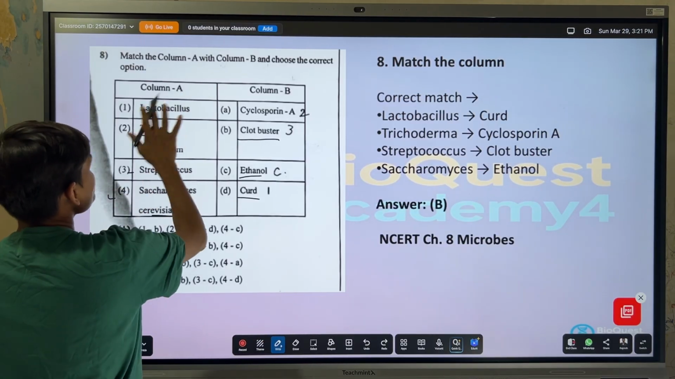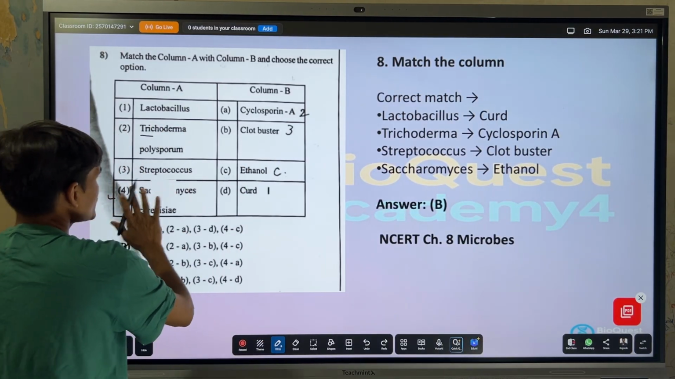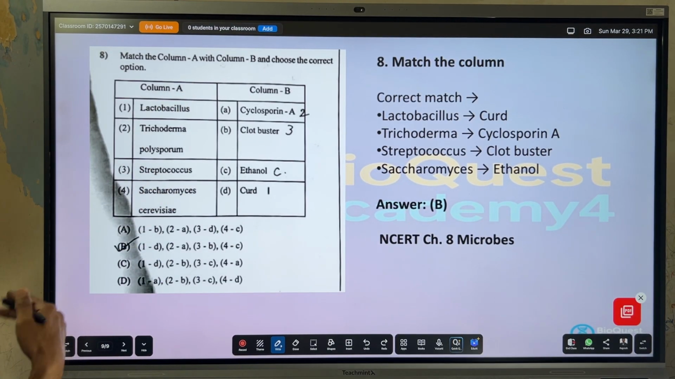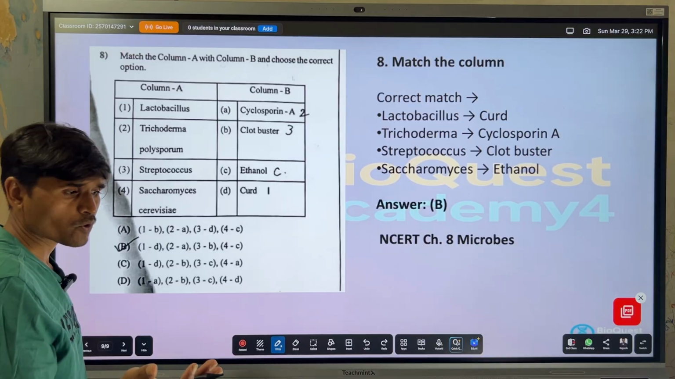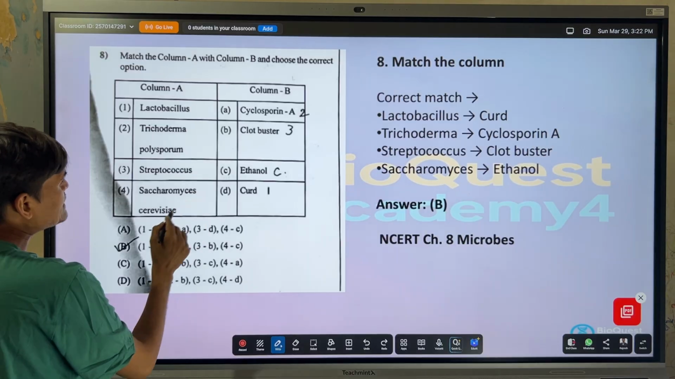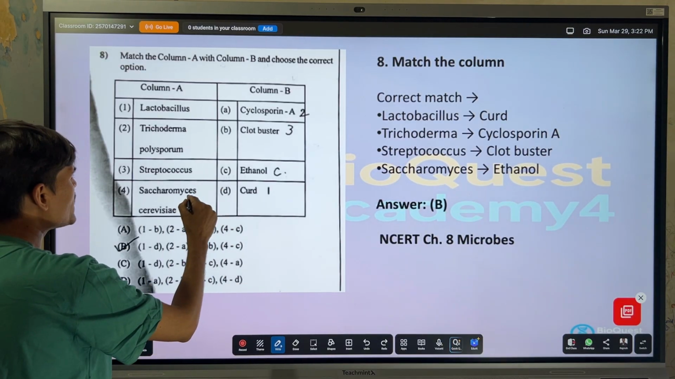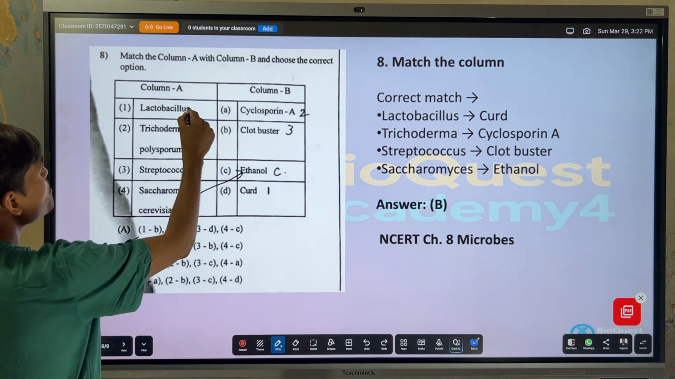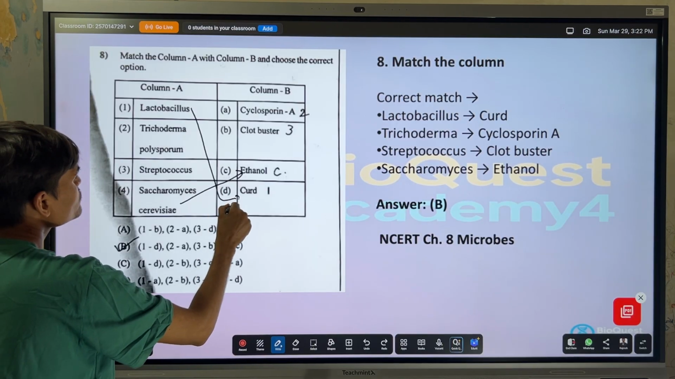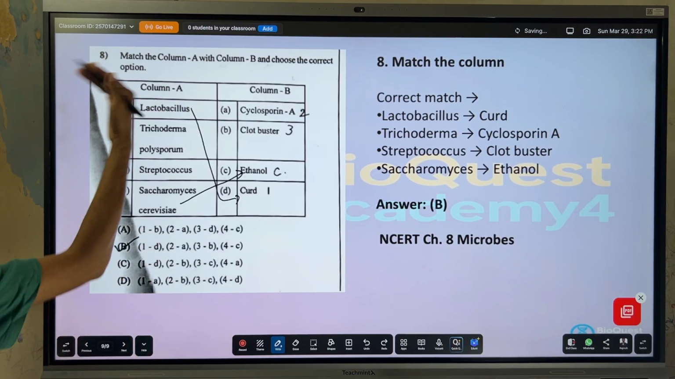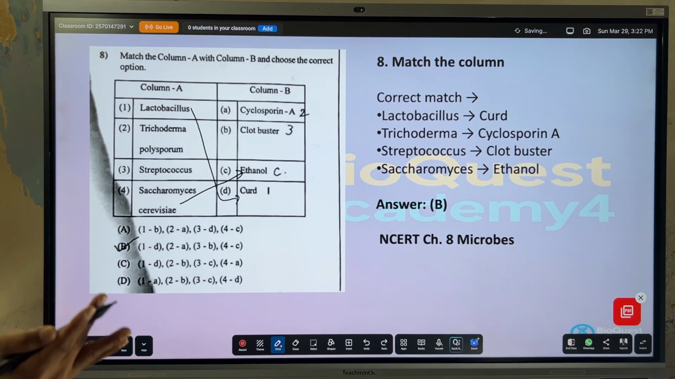Now, once you have read this, just try to connect the two ends, whatever you know. Sometimes it happens that you don't know everything. But for example, Saccharomyces cerevisiae, we all know that we use this to make ethanol. And we also know that Lactobacillus, we use it to make curd. Two things we know, very easy. Now the other two, if you know any, you can do that.